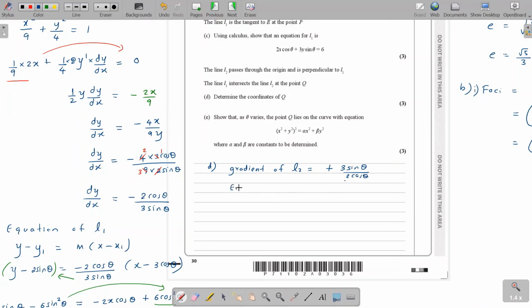So if we get the equation of line 2, y minus y1 equals gradient times x minus x1. And then they say line 2 passes through the origin, which means the coordinate is 0, 0, right? Y minus y1, gradient: the gradient is 3 sine theta over 2 cos theta. X minus x1 is 0. Can you see? So the equation of line 2 is y equals 3 sine theta over 2 cos theta into x.